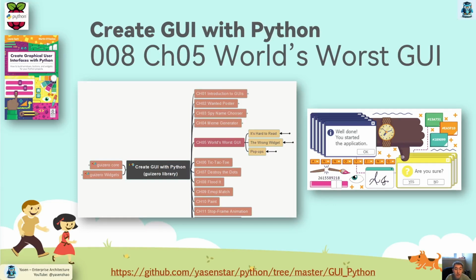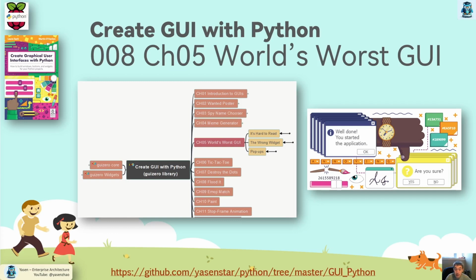We move to chapter 5, within the Create Graphic User Interface with Python book. This chapter is the worst GUI, so worst graphic user interface. Why we are putting this as a separate chapter is because you have now learned from the first 4 chapters about the basic app and a number of widgets, putting them together and making them into GUI apps.